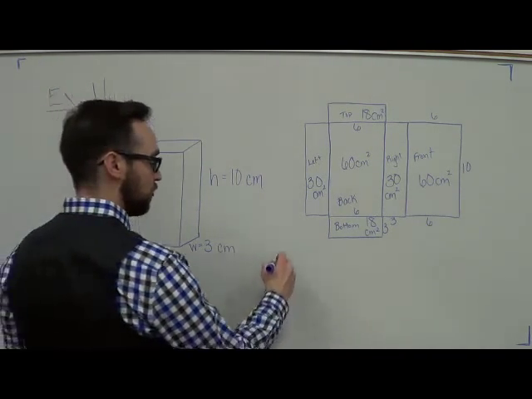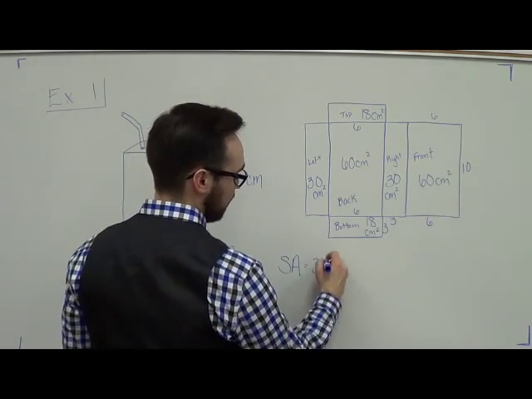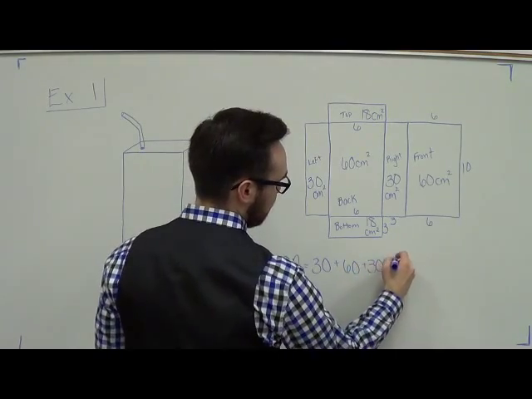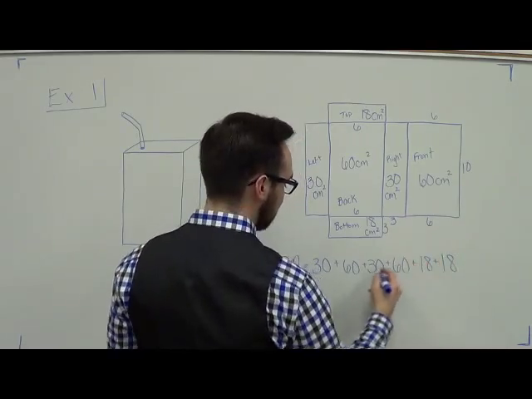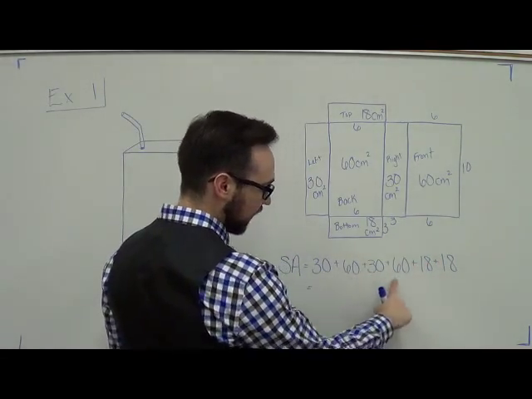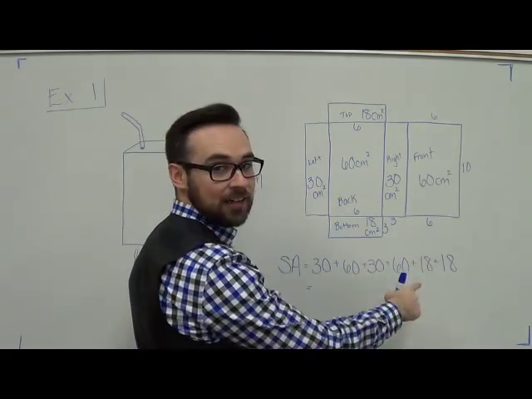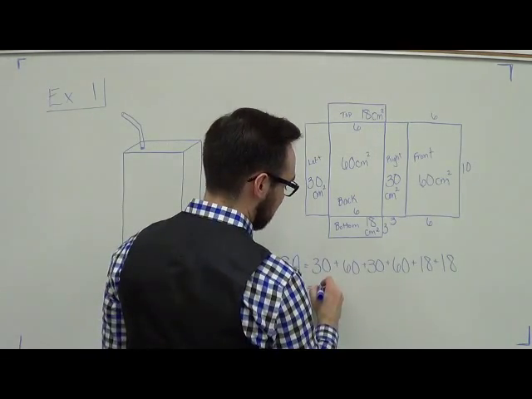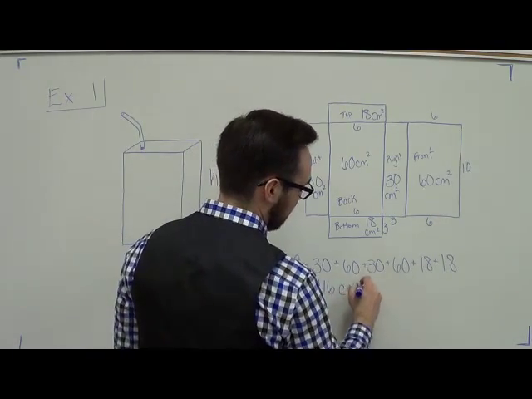And then to find the total surface area, which I'm just going to call SA, we would just add up 30 plus 60 plus 30 plus 60 plus 18 plus 18, and all of that is going to give us 90, and 90 is 180, and 18 is going to be 198, and another 18 is going to be 216 square centimeters.